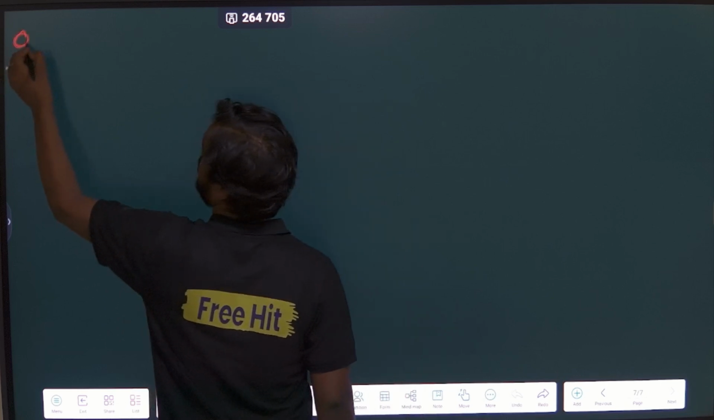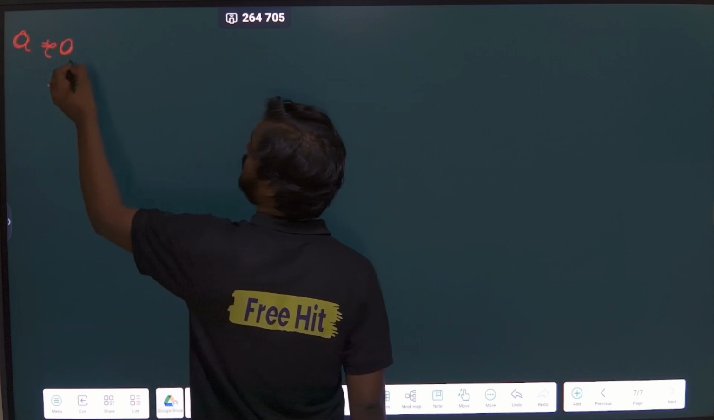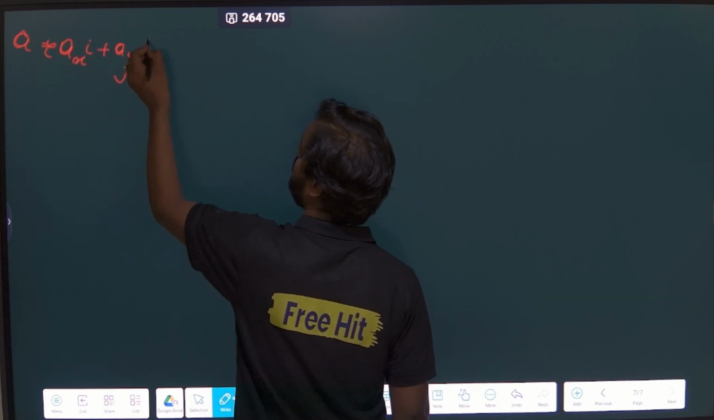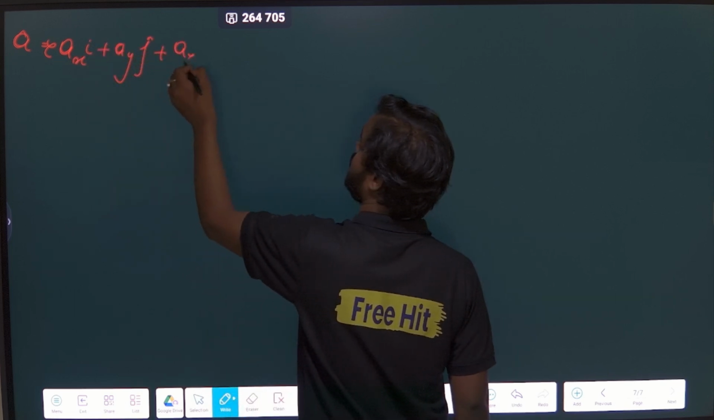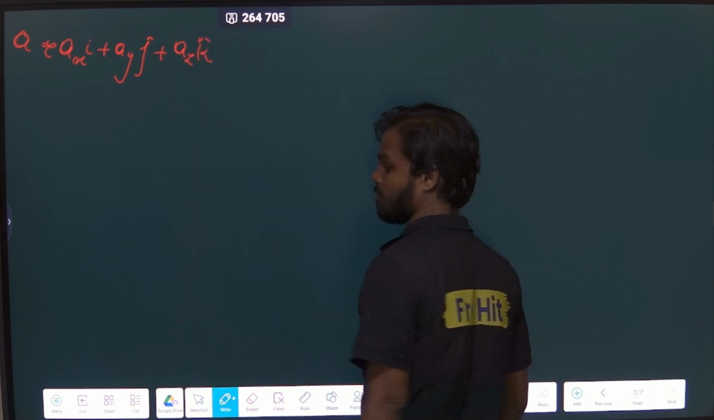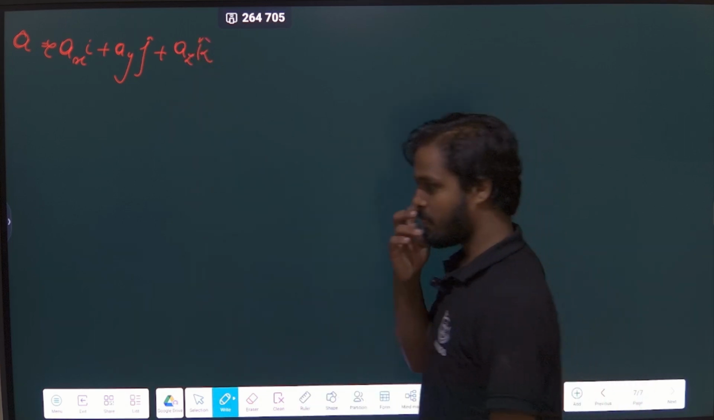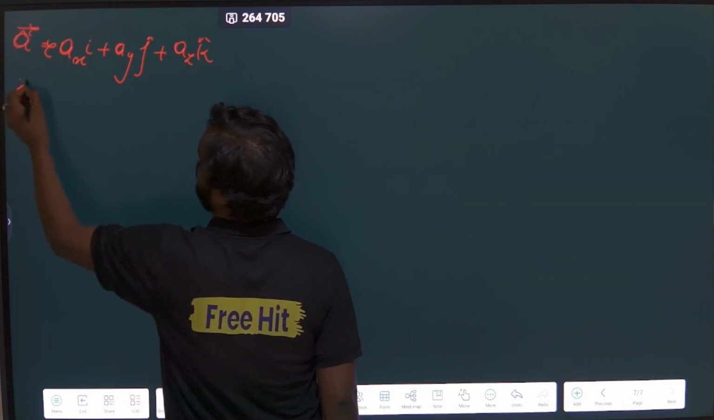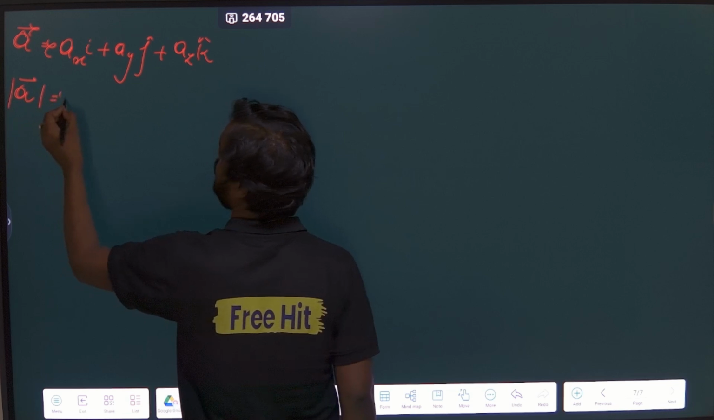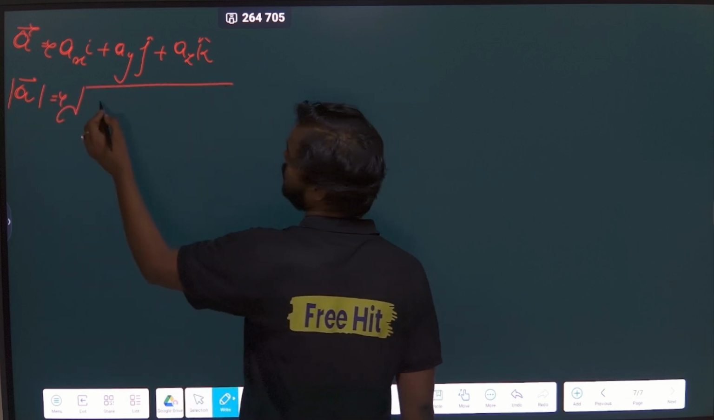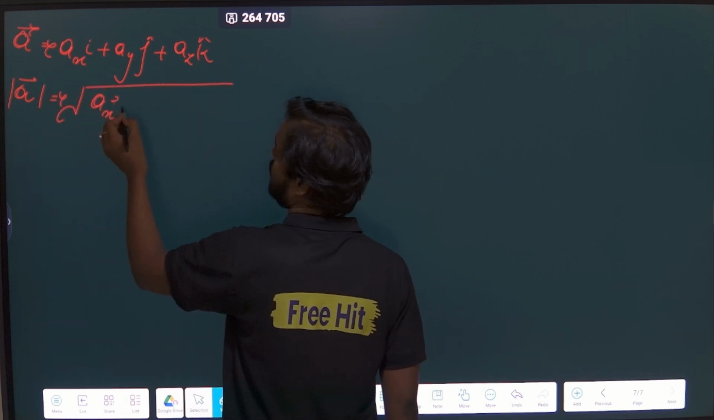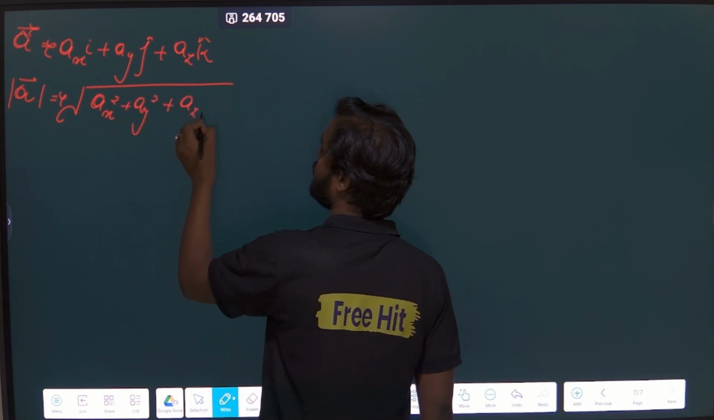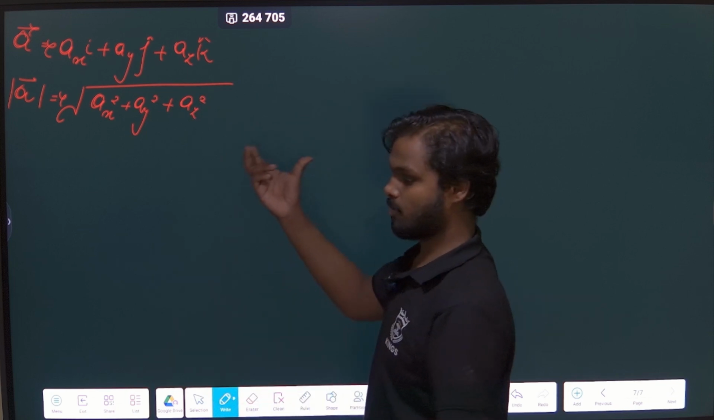Suppose a vector A is given as A vector equal to Ax i cap plus Ay j cap plus Az k cap. Then the magnitude of the vector will be equal to under root of Ax square plus Ay square plus Az square. This is my magnitude of the vector.